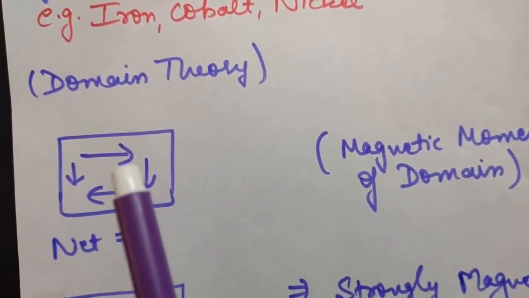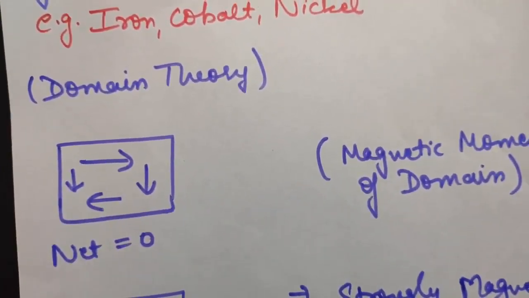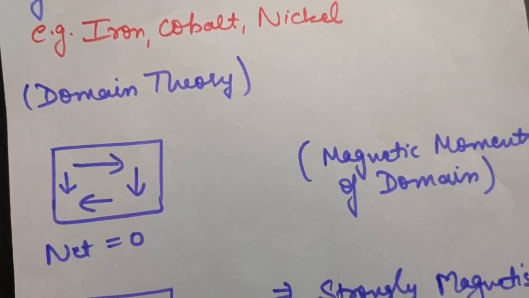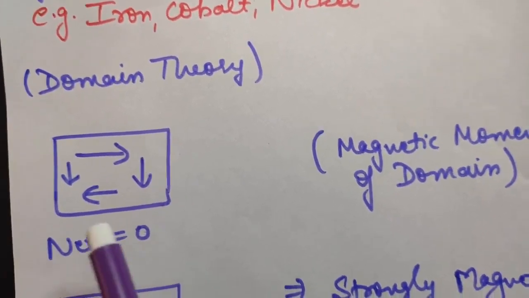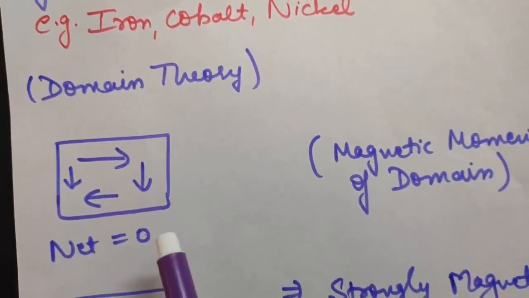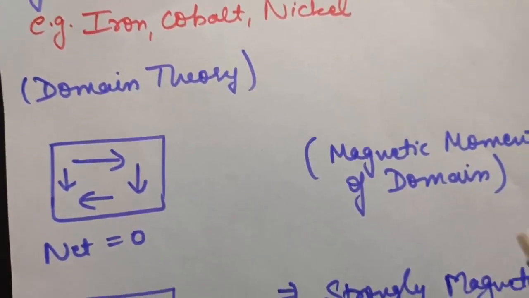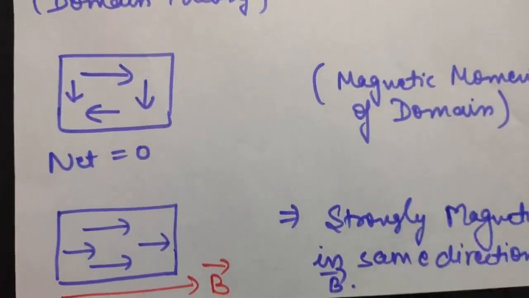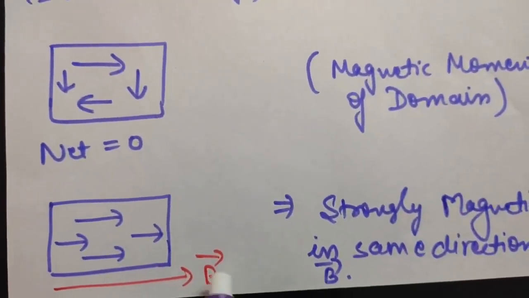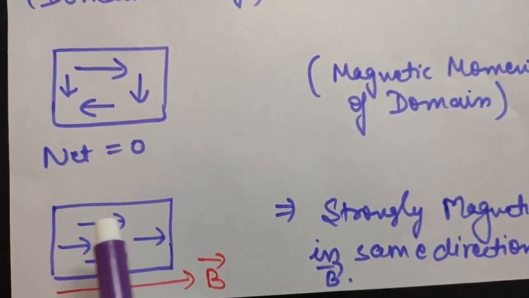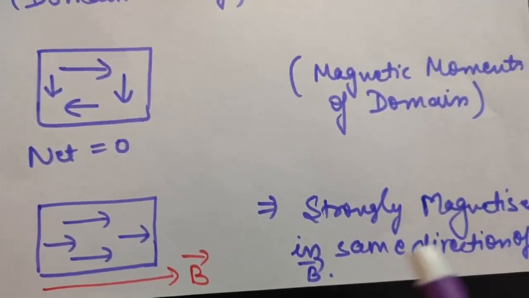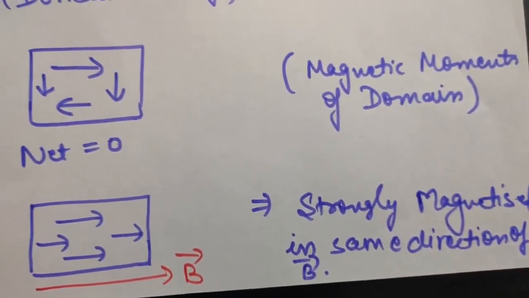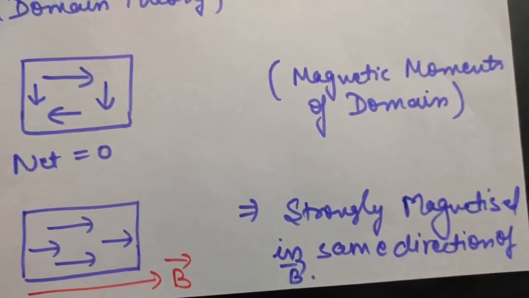In the absence of an external magnetic field, these magnetic moments of domains are oriented in opposite directions. So we can say that the net magnetic moment will come to be 0. But when we place this ferromagnetic substance in an external magnetic field, all these magnetic moments of domains will point in the direction of the magnetic field. That means they will get strongly magnetized in the direction of the magnetic field.